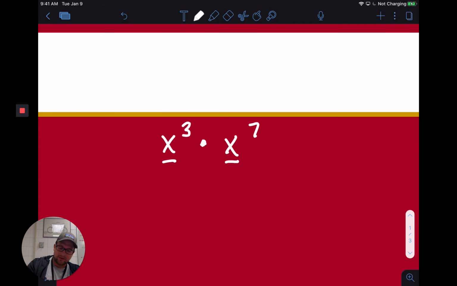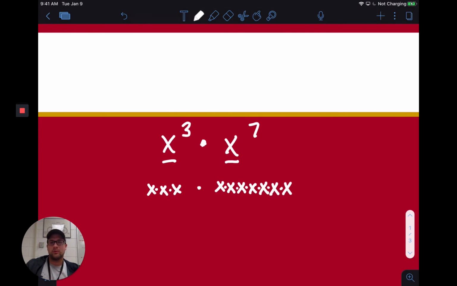And we can break this down really simply. We know that x to the third is really x times x times x. And we know that x to the seventh is really x times x times x times x times x times x times x. Now, these two ideas are being multiplied together, along with each of these x's over here. They're all being multiplied together.